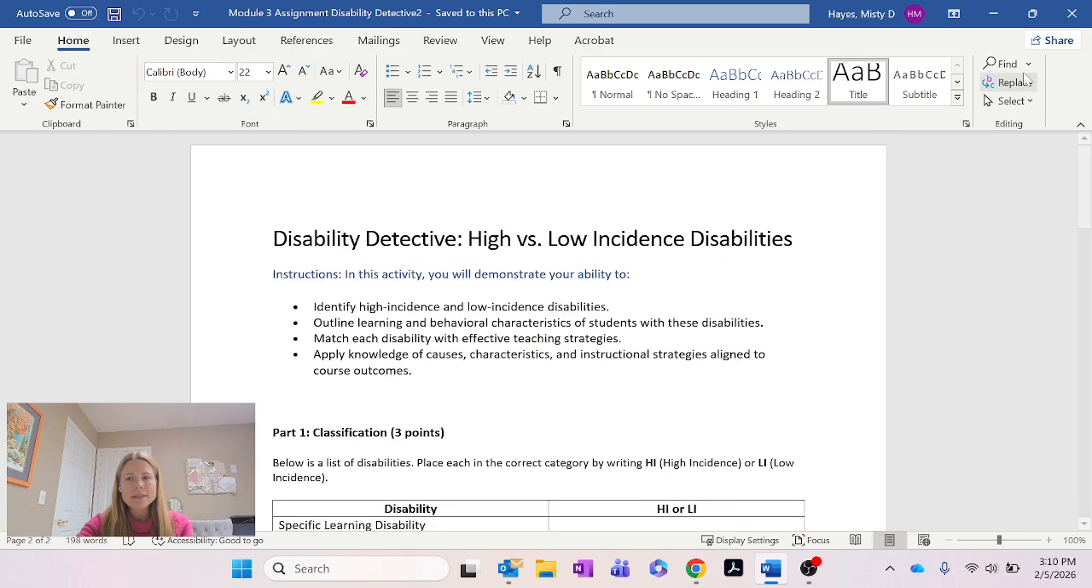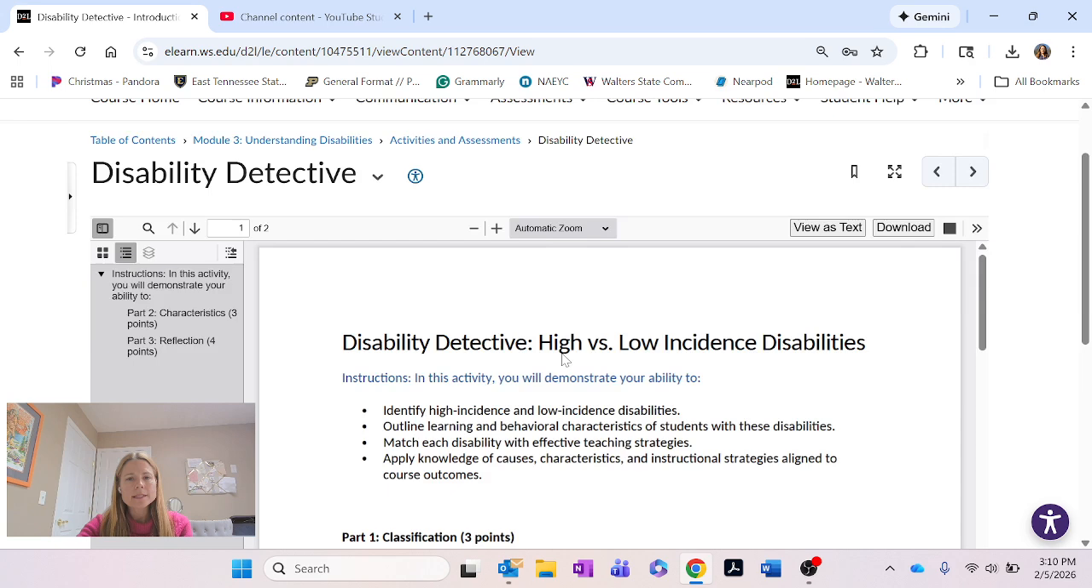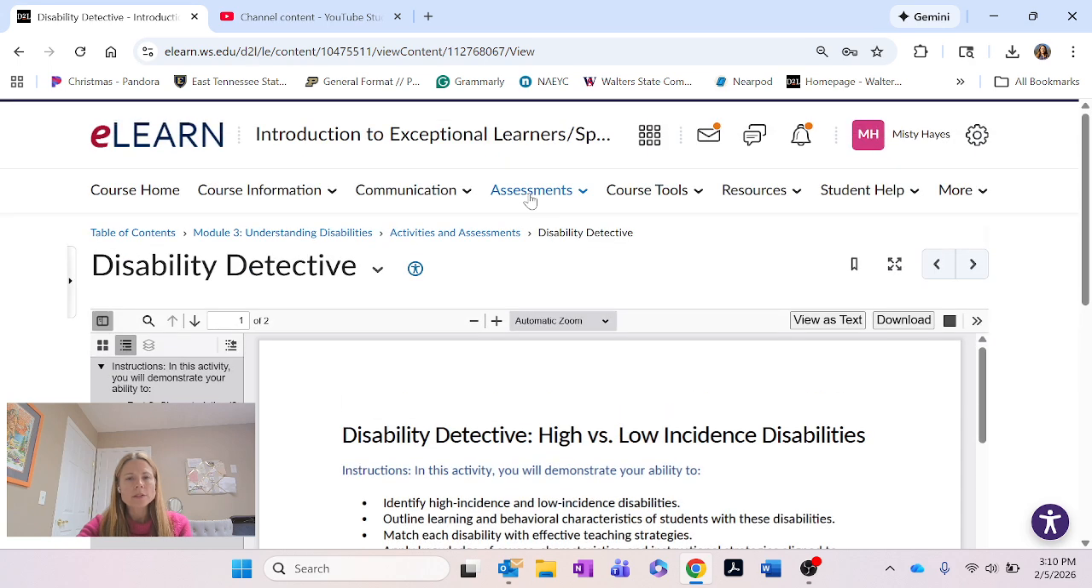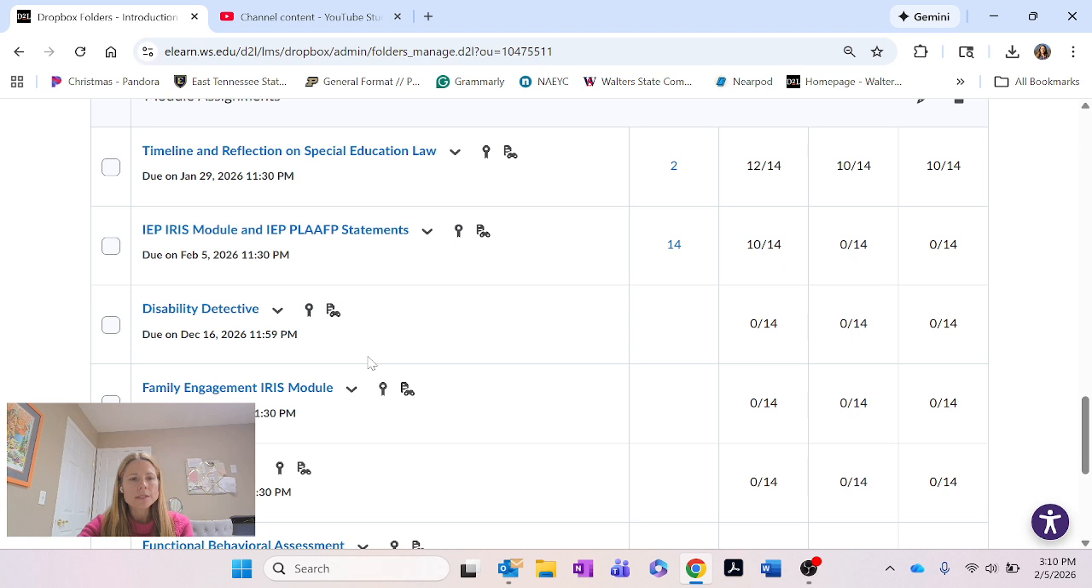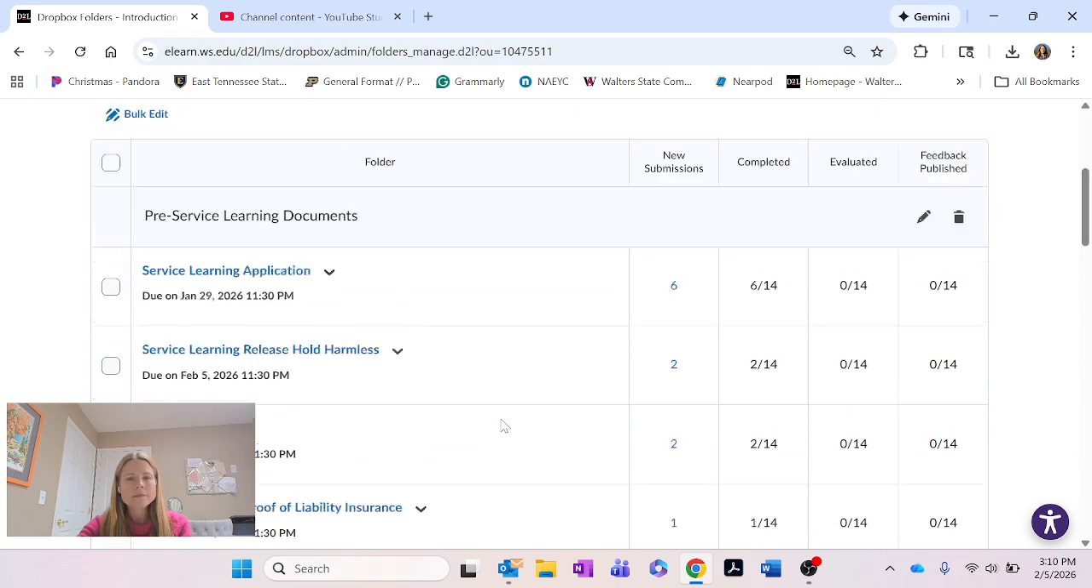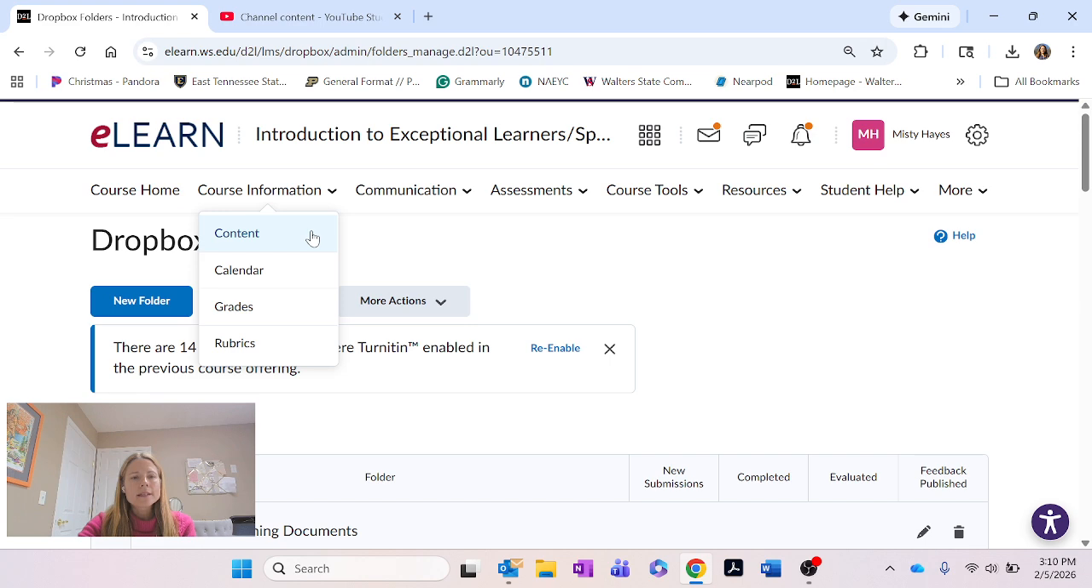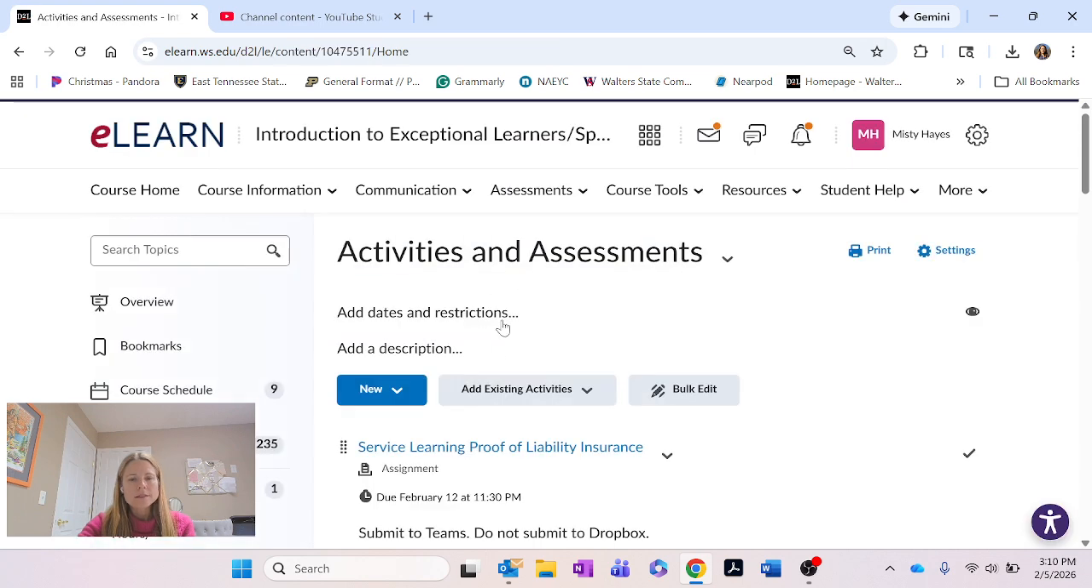You will save this, and then this will get submitted to Dropbox. Okay, so if you go to assessments in Dropbox, you're going to see underneath module assignments, it says Disability Detective, which is where you will submit that. Okay. Now, let's go back to our content.